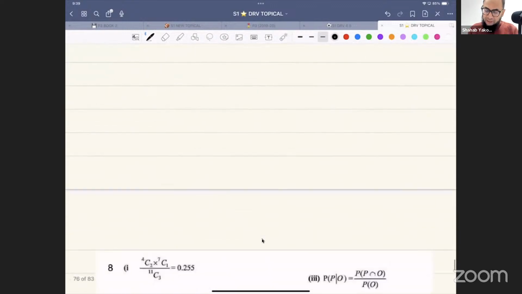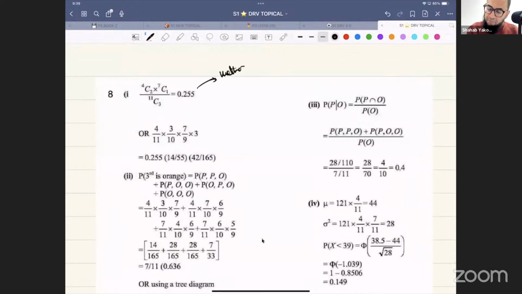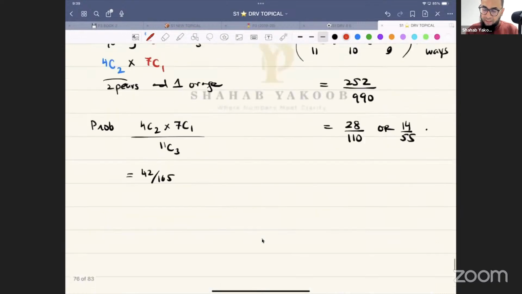All good, all clear? Now let me show you the answer. This was method number 1 using combination. And this is method number 2, that is using probability and permutation. This 3 was for the number of ways, the denominator, the numerator, the pear, and orange, and that's the answer. So that's how the first part is done.